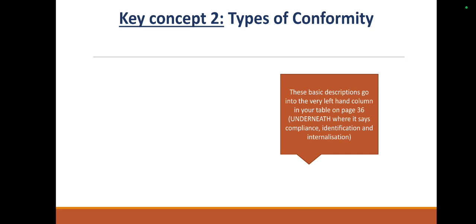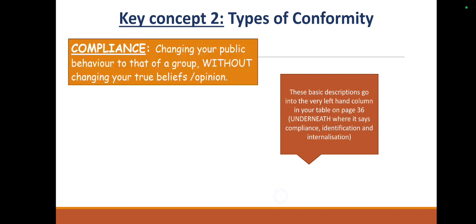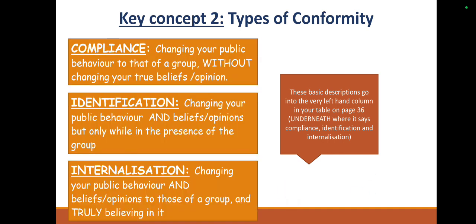Okay, so now we're going to move away then from the dual process model, which is explaining why we conform, to now slightly easier, the different types of conformity. So we're on page 36. So to begin with the types of conformity, I'm going to provide you with a very, very basic definition or basic description of compliance, identification, and internalisation. I've said here, you can see this goes into the very left-hand column in your table and goes underneath where it says those key terms.